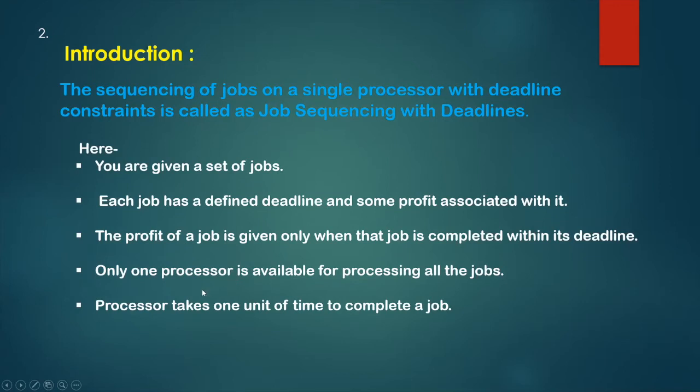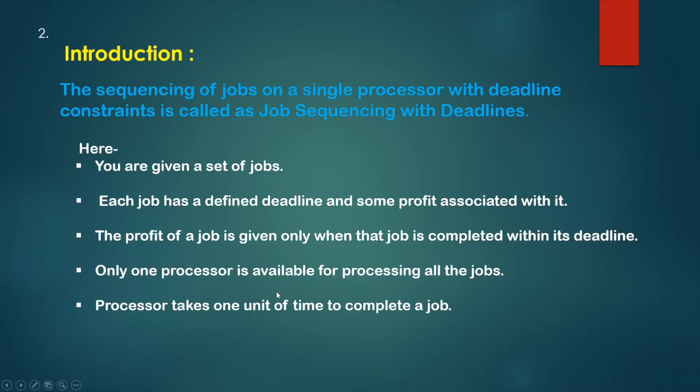The next point is that the processor takes 1 unit of time. So we have to understand what 1 unit of time means. Let's say we have a job and its deadline is 3. We can take these 3 in any unit. It can be 3 seconds, 3 minutes, 3 months, 3 years, in any unit. Let's say we are taking 3 months. So we have to complete the job in any month of these 3 months. It's not like I am starting the job in the first month and finishing the job in the third month.